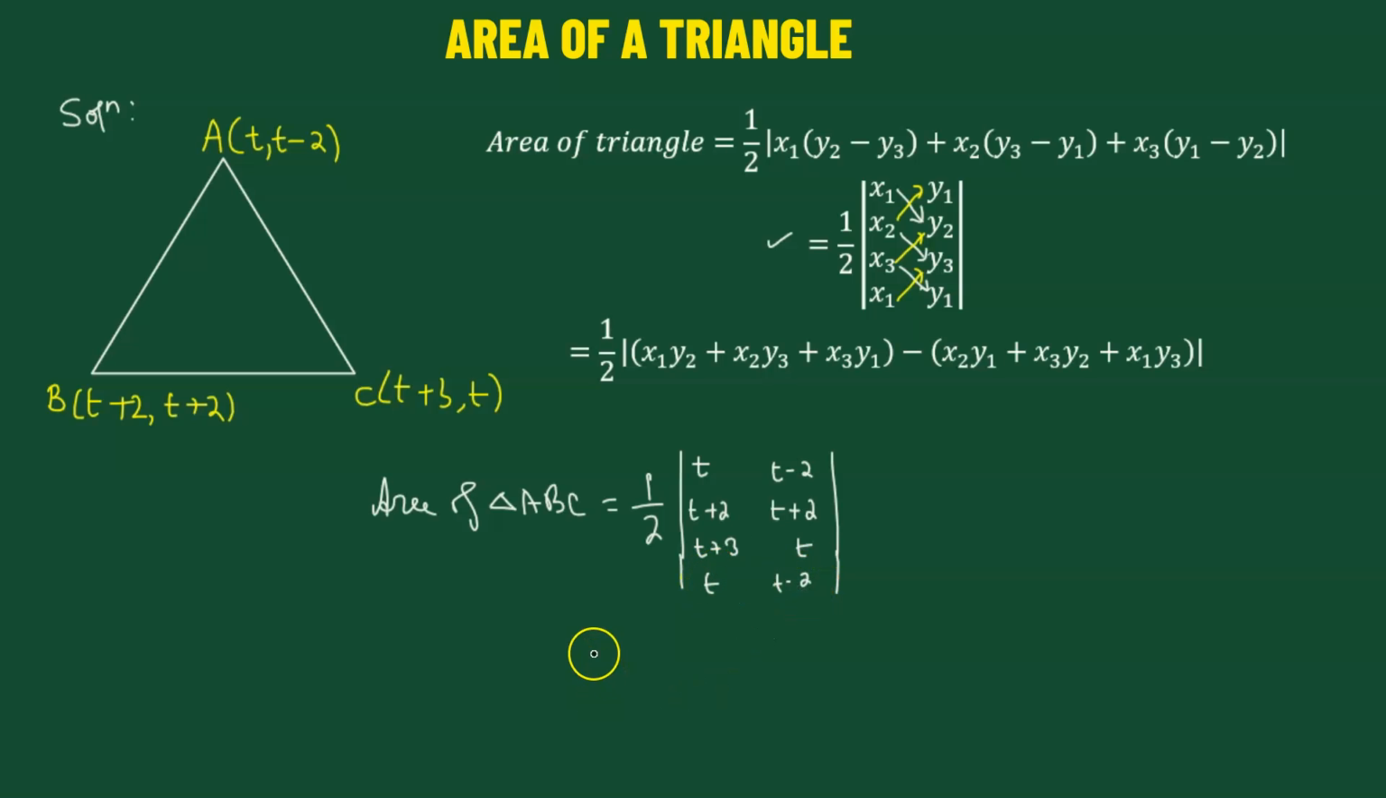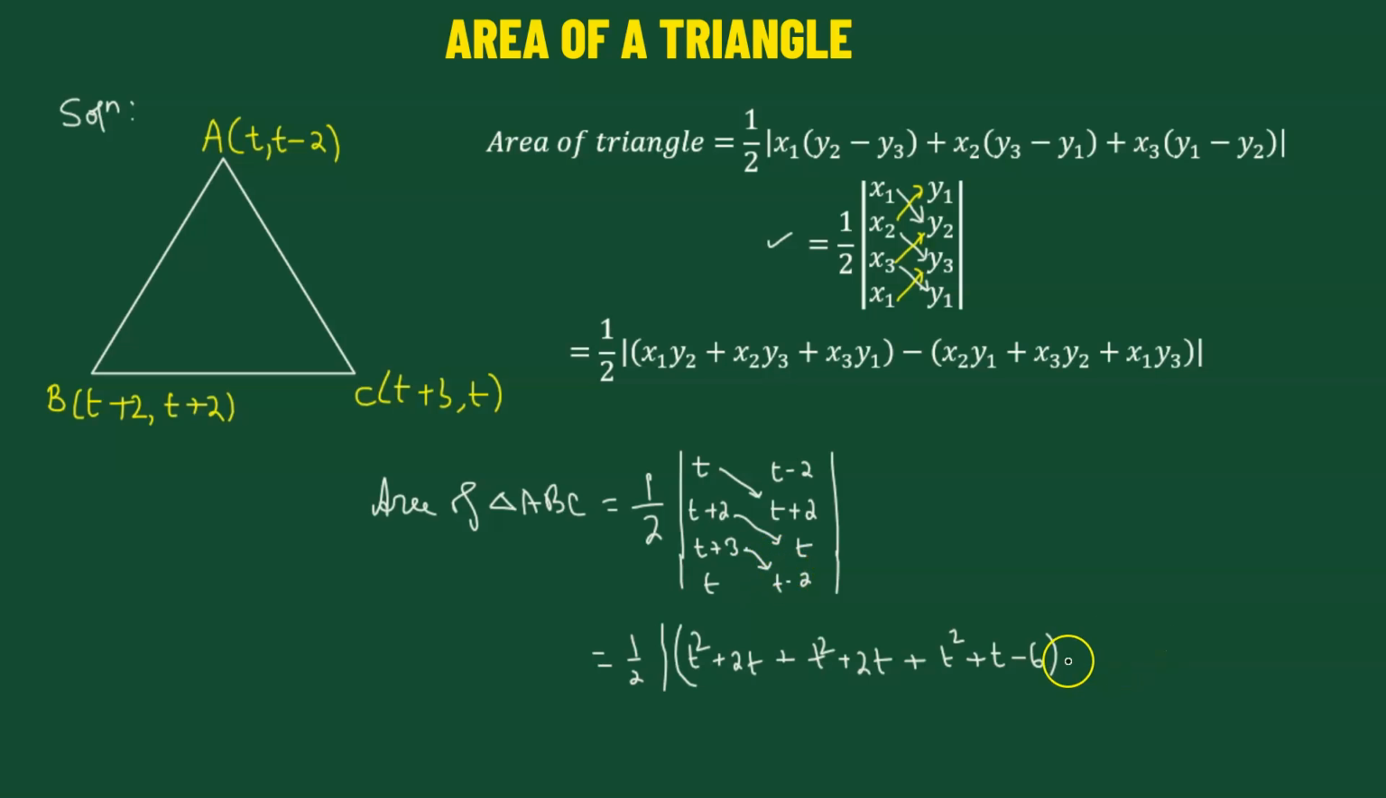Now we have to expand this, so we have half multiplied to the absolute value. We start with the sum of the products of t and t plus 2. That gives us t squared plus 2t. Then we add it to the product of t plus 2 and t, that's simply t squared plus 2t. And then we add it to the product of t plus 3 and t minus 2. That gives us t squared plus t minus 6. So this is going to be the sum of the products.